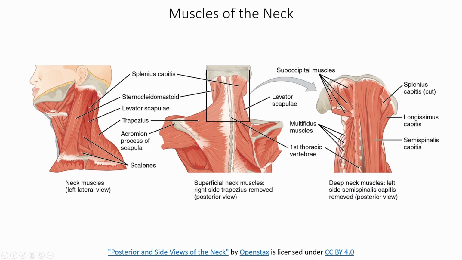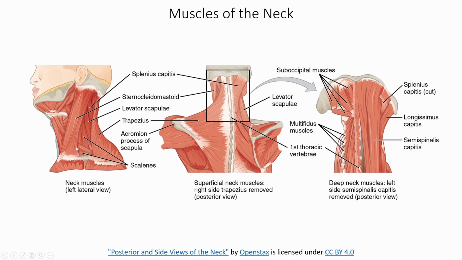On the right side, we've cut away those superficial muscles. So this trapezius would go all the way across, including onto the right side here. This is going to help create part of your shoulder. It's going to attach onto the scapula, onto the acromion process.